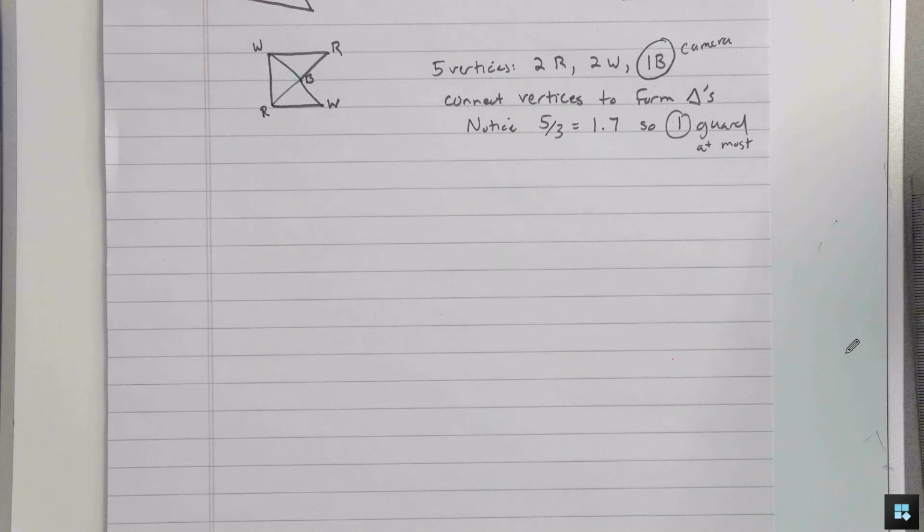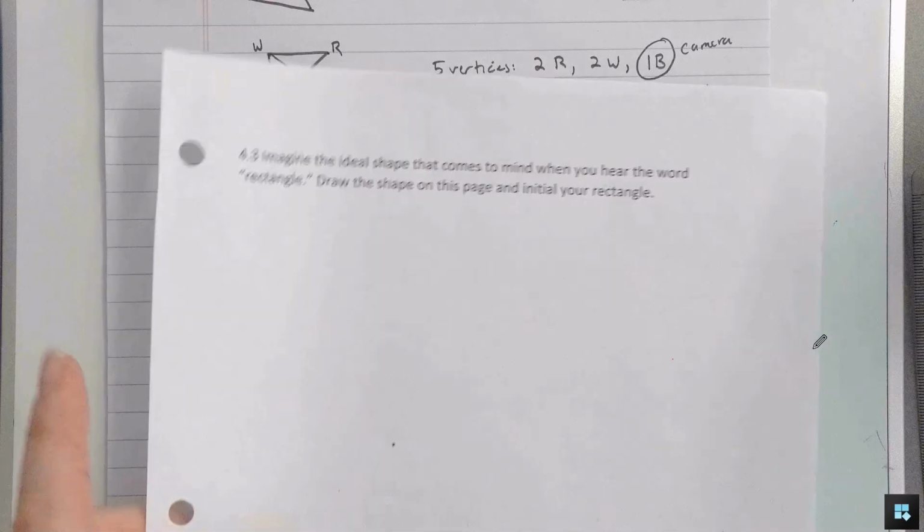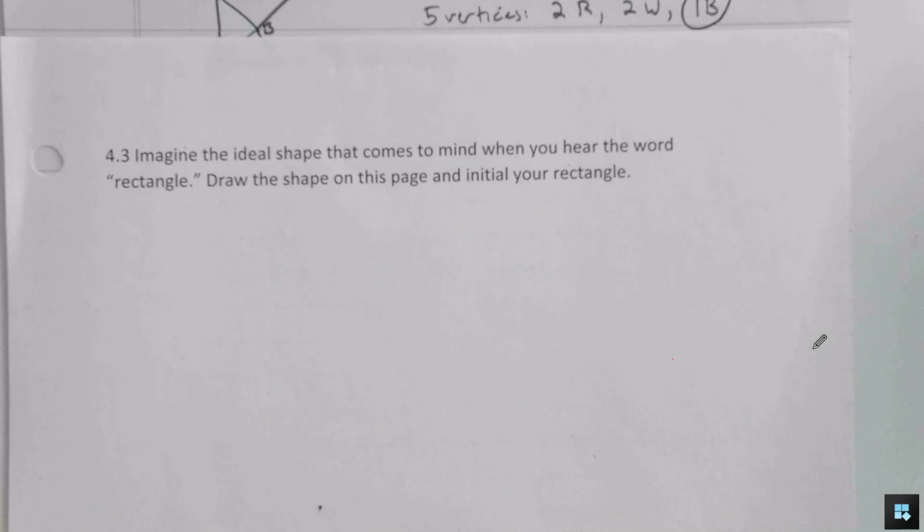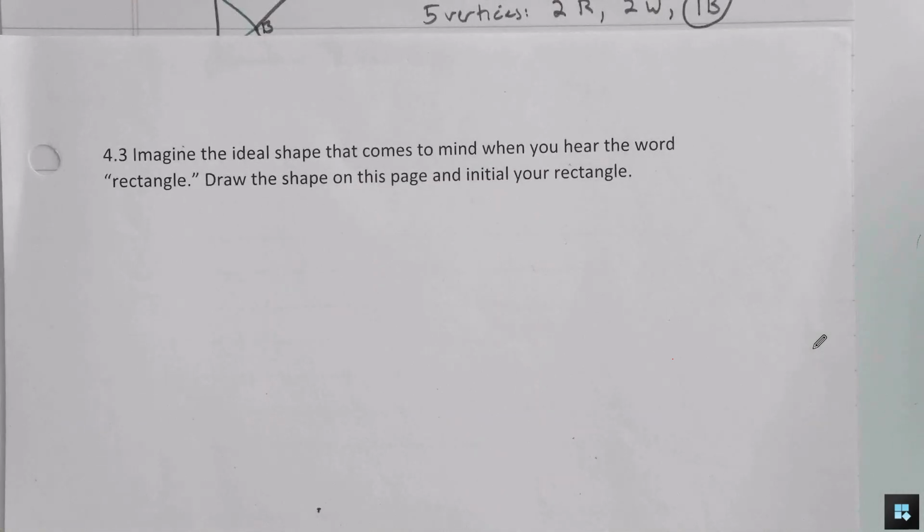All right, so we are going to need compasses here, and it's fitting that I brought a poem because we're moving into the area of art. We're looking at beautiful rectangles. We're going to imagine the ideal shape that comes to mind when you hear the word rectangle. Well, we're not going to draw it. Instead, we're going to have you vote. So I'm going to pick some out of the textbook for you to vote on.